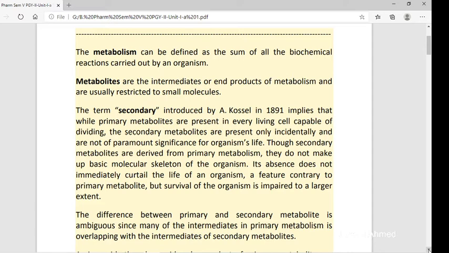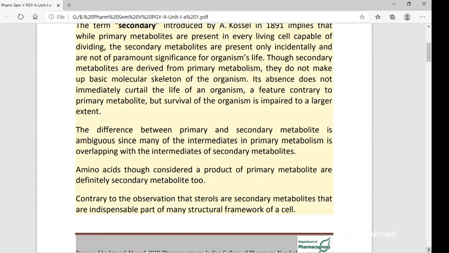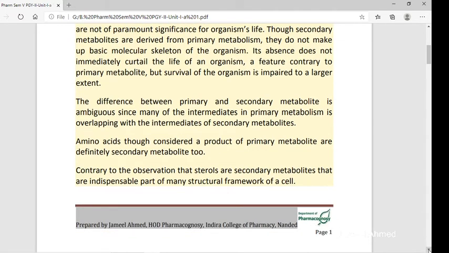Primary metabolites generally do not have any biological or pharmacological action. Regarding the therapeutic value, secondary metabolites have marked pharmacological action. They have therapeutic activity for the human body. They are also responsible for the medicinal value of plants.